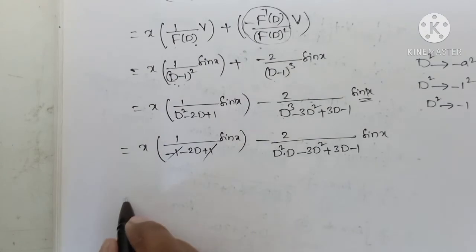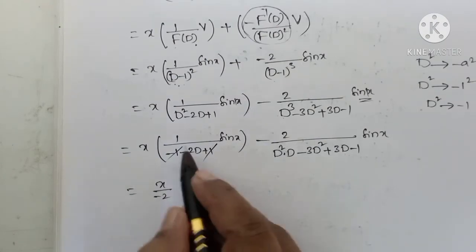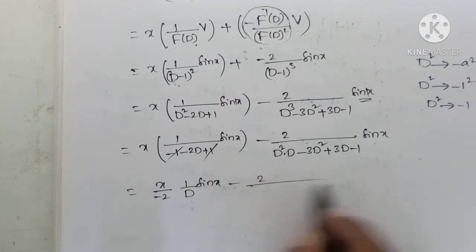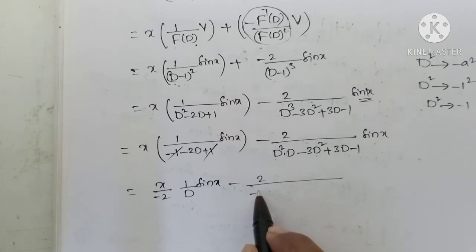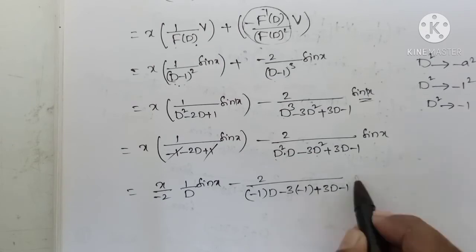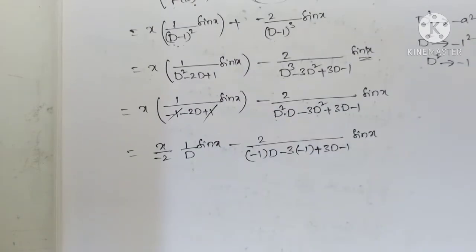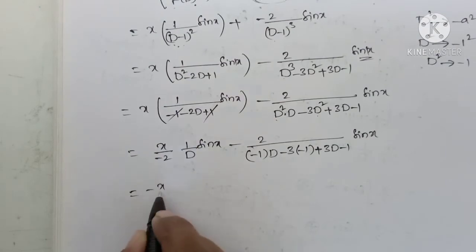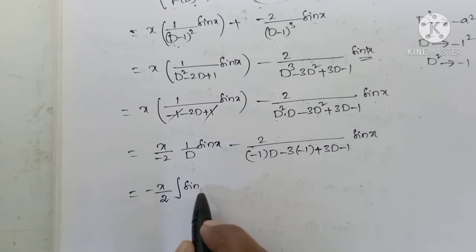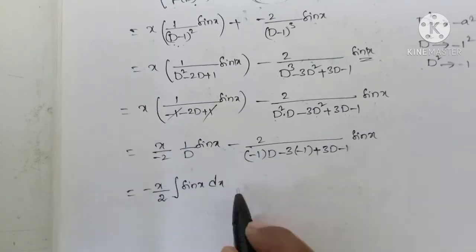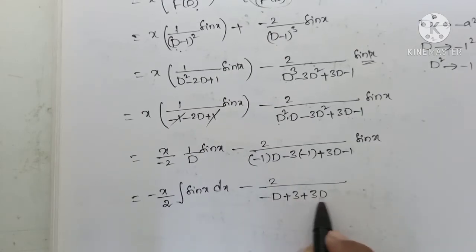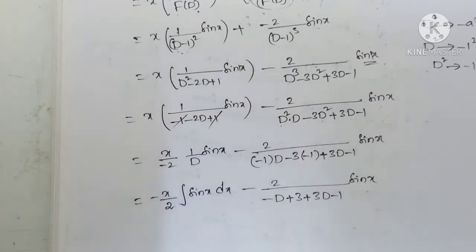Cancel plus 1 and minus 1. x by minus 2, 1 by D sin x minus 2 by, replace D square by minus 1, into D minus 3 into minus 1 plus 3D minus 1 into sin x. x by minus 2 minus x by 2, 1 by D is nothing but integral with respect to x, integrating sin x with respect to x. Minus 2 by minus D plus 3 plus 3D minus 1 into sin x.